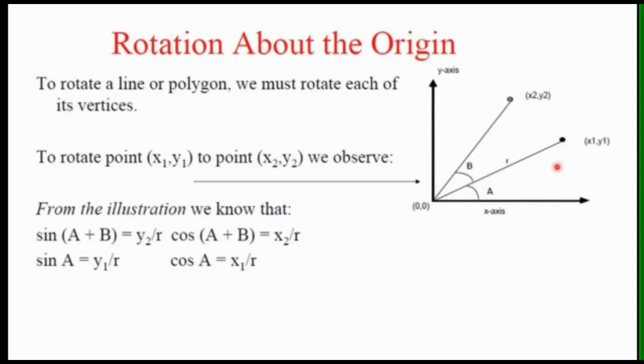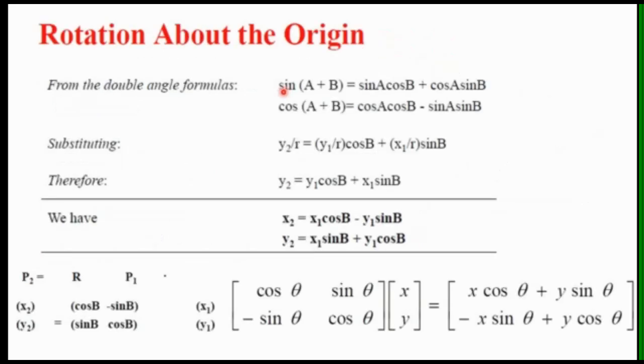Similarly, sine of the angle a plus b is equal to y2 divided by this radius r, and cos of a plus b is equal to x2 divided by r. As we know the double angle formulas, sin(a plus b) is equal to sin a cos b plus cos a sin b, and cos(a plus b) is equal to cos a cos b minus sin a sin b. These are the standard formulas.